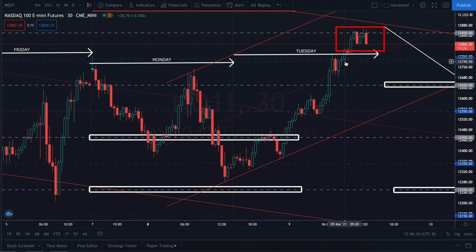And I keep saying, guys, just watch these levels. Price always reacts at these levels that I have here on the chart. And as you can see now, we're doing the exact perfect double top here at this level.